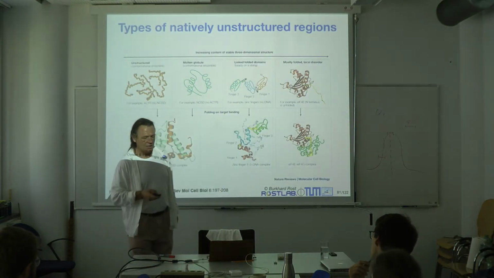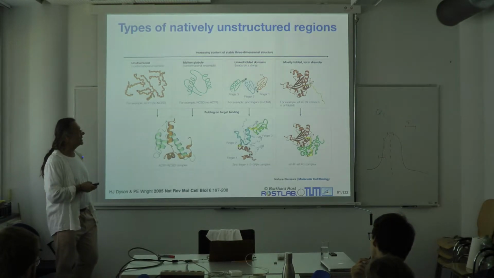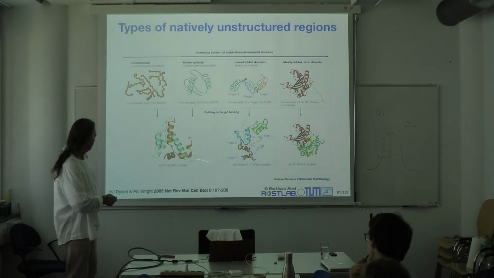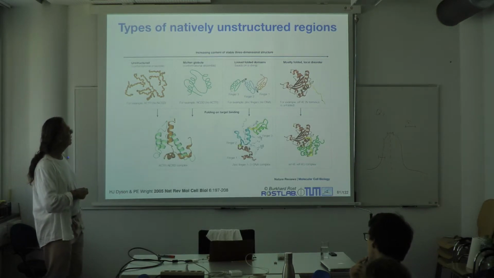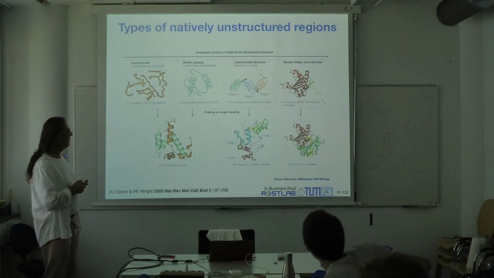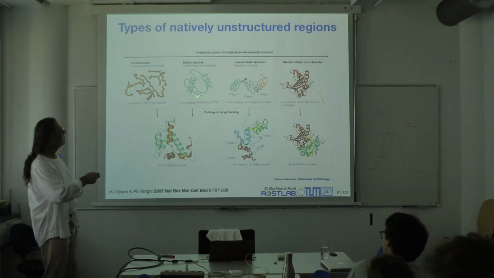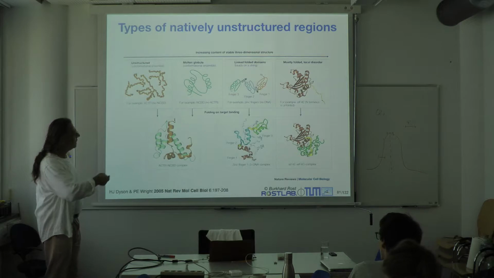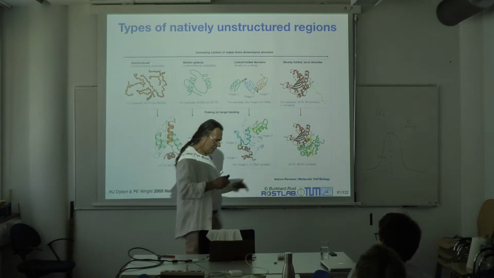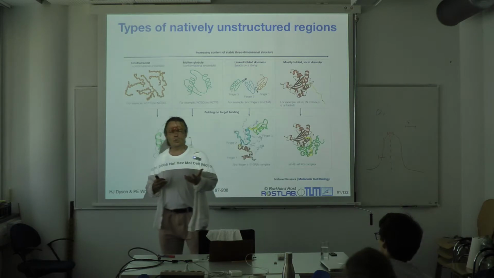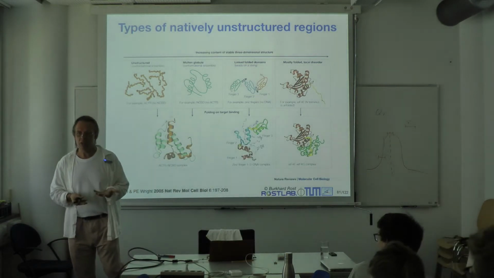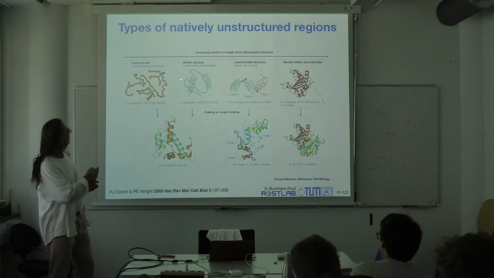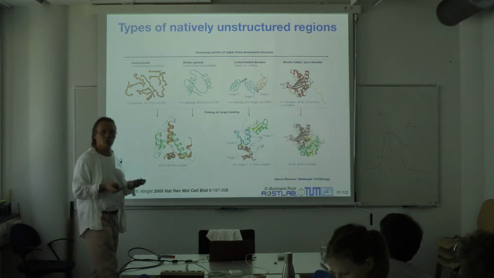And that is complicated because there is a great variety of disorder, and it's not easy to handle it. So, the great variety of disorder, from Dyson and Peter Wright here: there is a molten globule, something that is a little bit disordered, a little bit not. There is folding on target binding, meaning that something is disordered while it's not bound. When it binds, it adopts a regular 3D structure. Then there are parts that are mostly disordered.